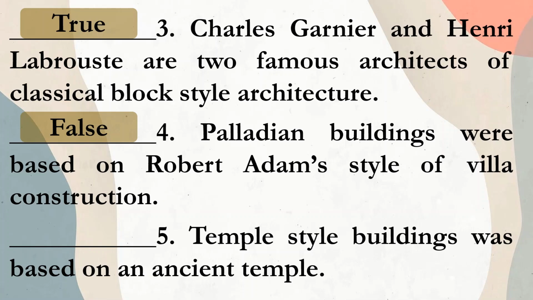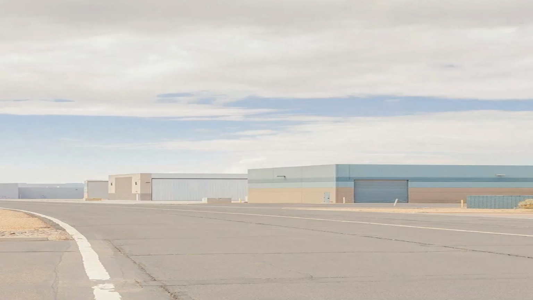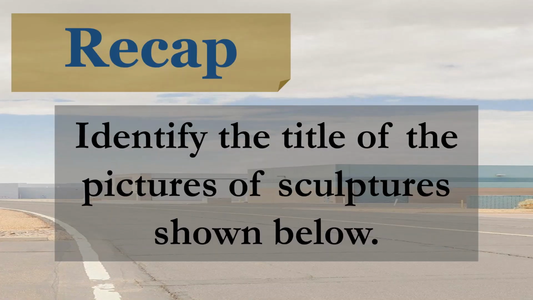5. Temple-style buildings was based on an ancient temple. True or false? The correct answer is true. Now, let's have a review on our previous lesson. So, in this recap, you have to identify the title of the pictures of sculptures shown in each slide.